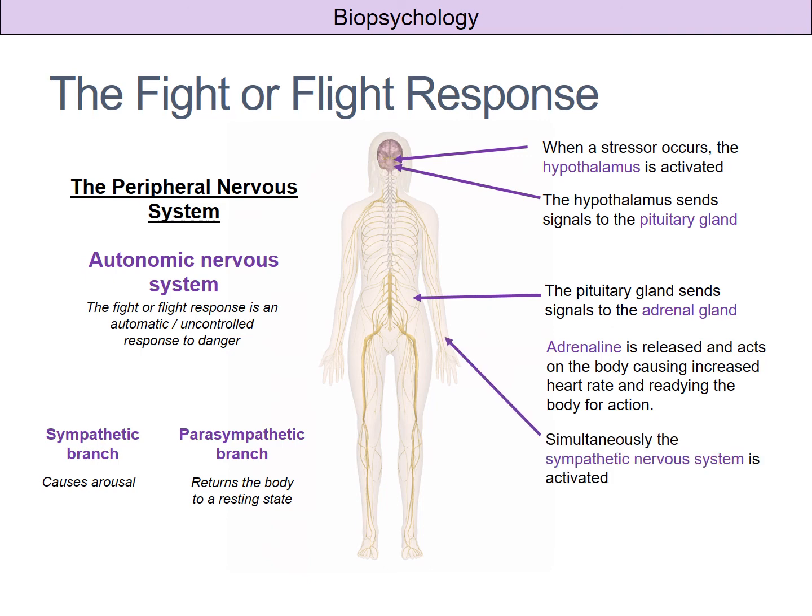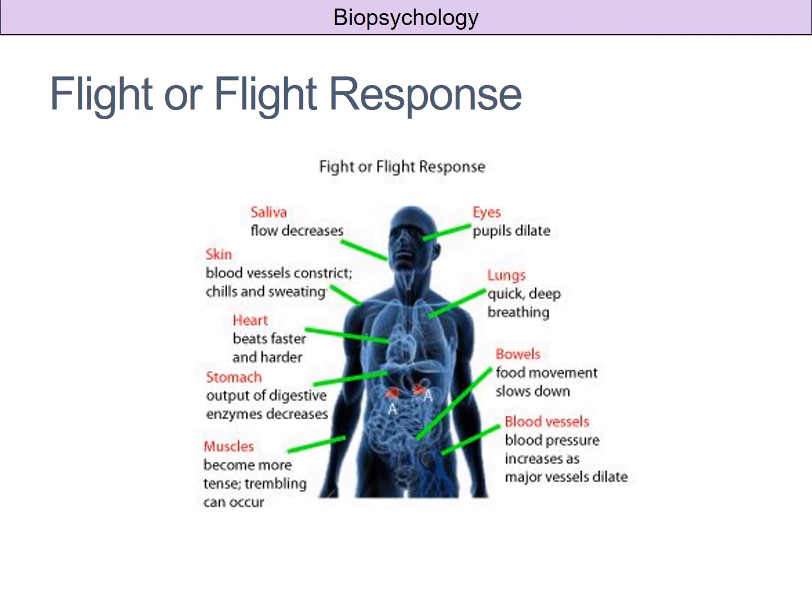Now, at the same time, the sympathetic nervous system is being activated. Remember, this is the branch of the autonomic nervous system which causes arousal within the body, and that helps to cause all of these symptoms that are associated with the fight or flight response. These symptoms include all of the things that you put on here, again, things you'd be familiar with.